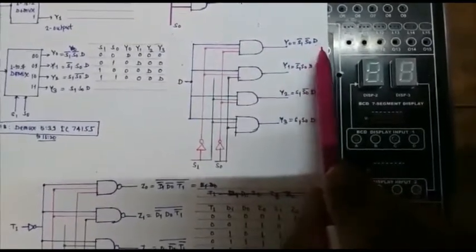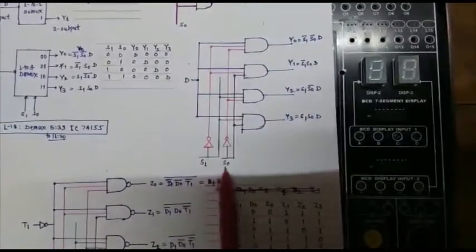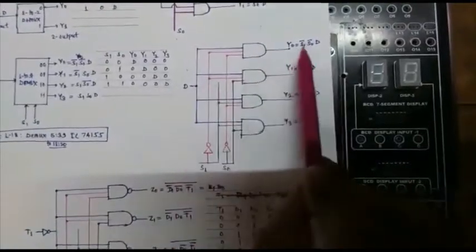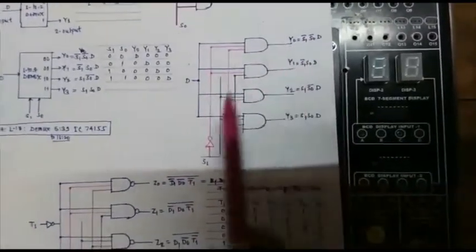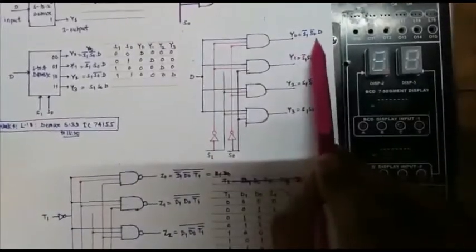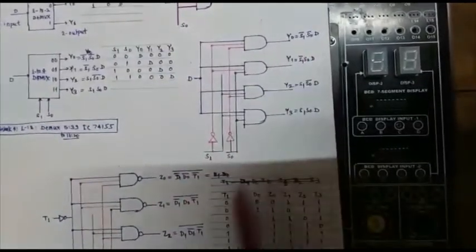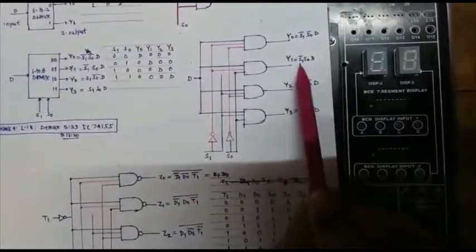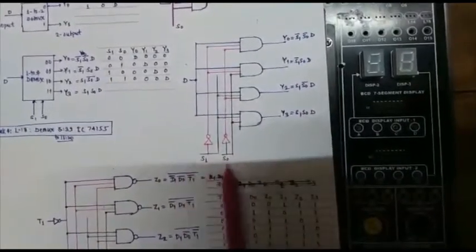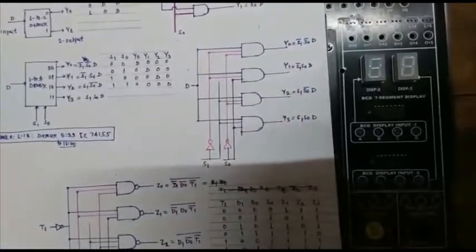So therefore whenever the select lines are 0 0, at that time the input D will be sent to Y0, because this will be 1 and this will be 1, so S1 bar S0 bar D, the input will be sent to Y0. In the same way, this is 0 1, 1 0 and 1 1. So based on the select lines input, D will be sent to the respective output lines.